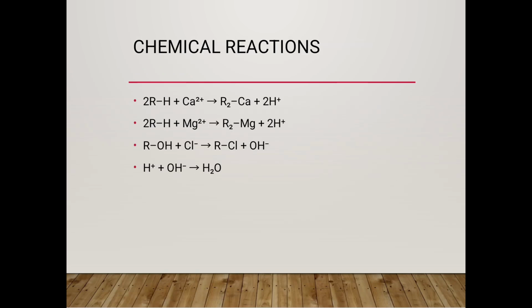The chemical reaction which takes place is 2RH, which is our resin, reacting with the calcium ions present in our hard water, and this resin takes the calcium and gives out H plus ions to the water. Similarly, Mg2 plus ions are replaced with H plus ions, and in the anion exchanger, our ROH, which is an anion resin, replaces chloride ions with OH minus ions, which forms H2O.